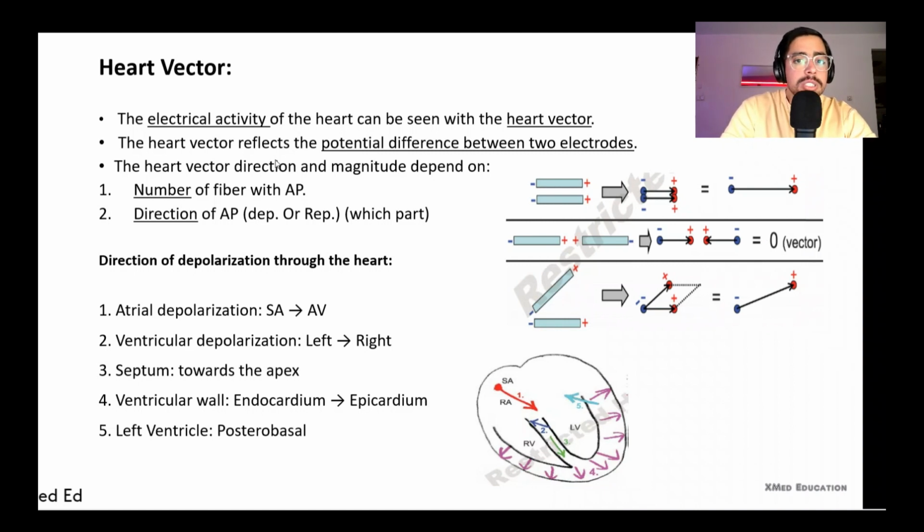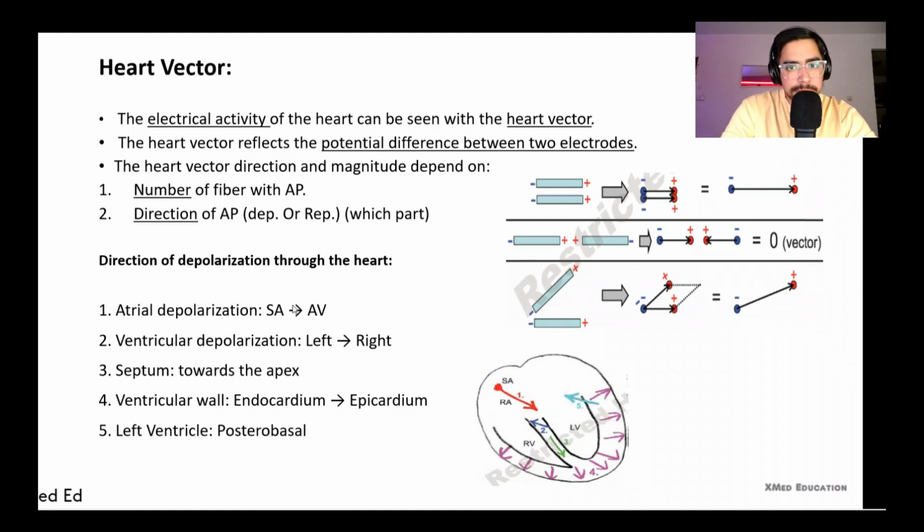These heart vectors, you see each one of these counts as a single vector, but when they all come together, they make the heart vector, one vector that shows the general direction of the contraction of the heart in one moment. So these vectors change at every moment. That's why in ECG we have different patterns. So at one second, the whole heart is going to have one vector that we can see from different perspectives. I'm going to explain it later.